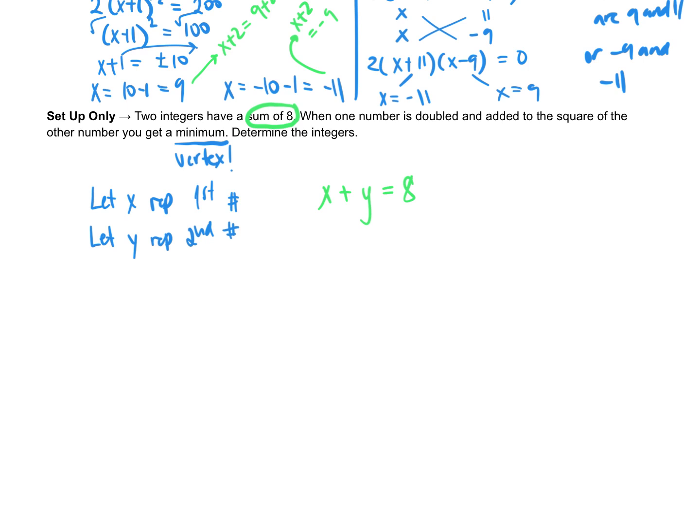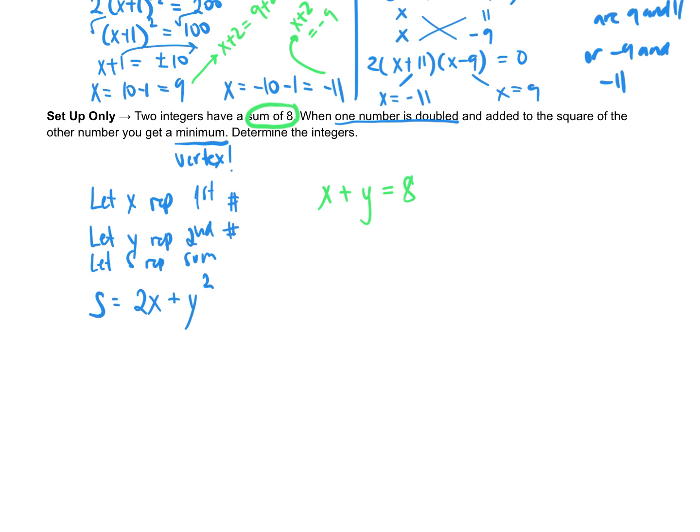Next, when one number is doubled, okay, so let's say x, I'm going to double x, and added to the square of the other number, so the other number is y, and the square is y squared, and then we're adding them, you get a minimum. So we get, let's say, s for the sum of these two numbers. So let s represent sum. Okay, this has potential to be quadratic. We just need to replace x and y with something.